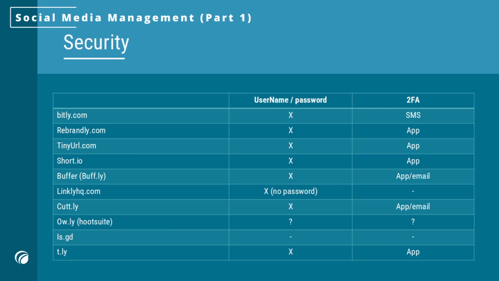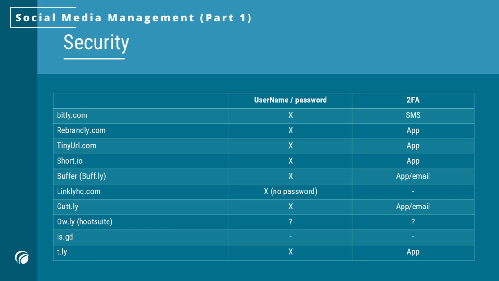Now let's look at how each site handles security. Bitly. Authentication is with username and password, and two-factor authentication is based on SMS. Rebrandly. Authentication is with username and password, and two-factor authentication is with an app. TinyURL. Authentication is with a username and password, and two-factor authentication is with an app.